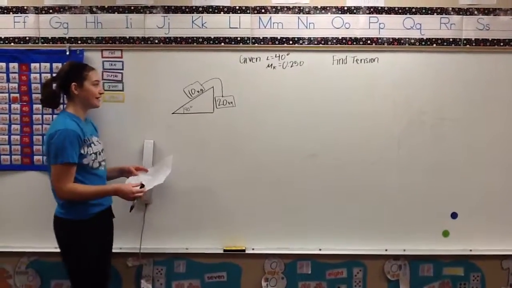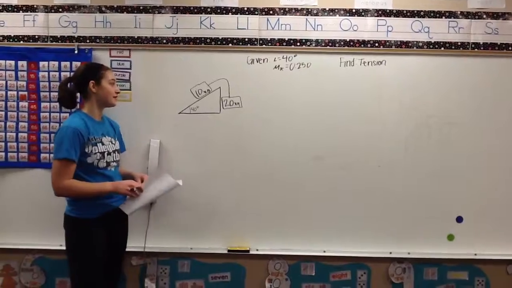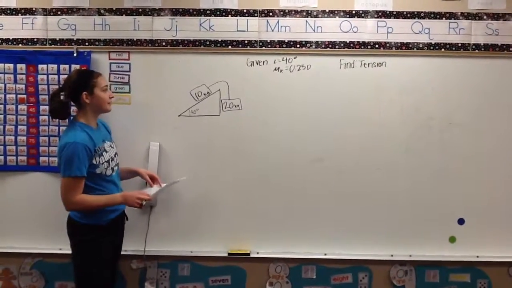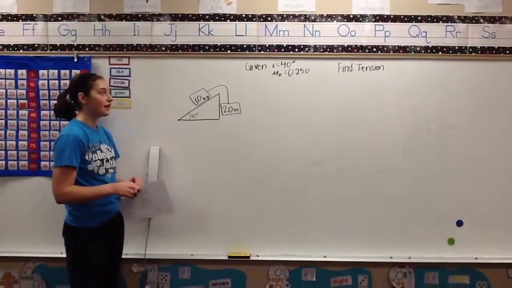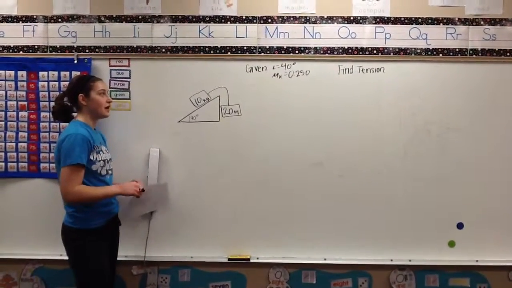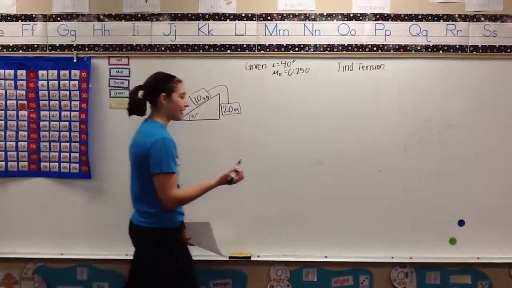So for this one, it is an inclined plane with friction, and you have to find the tension and the strain. The angle is 40 degrees, and you know that the kinetic friction coefficient is 0.25, and you have to find the tension. So you have to start with the free body diagrams.